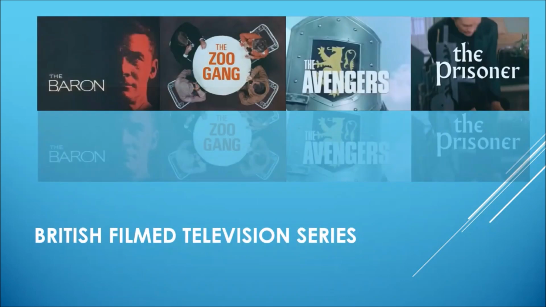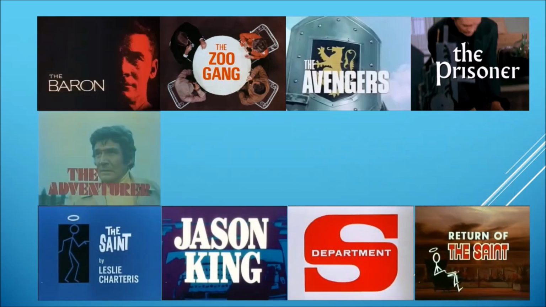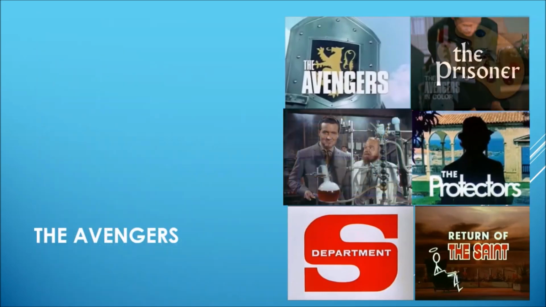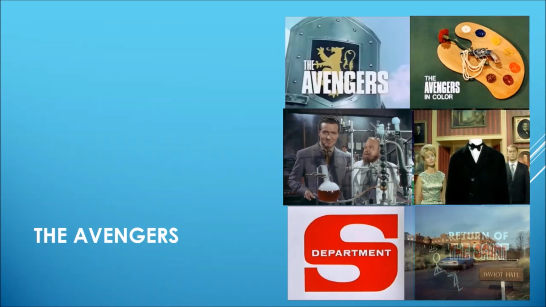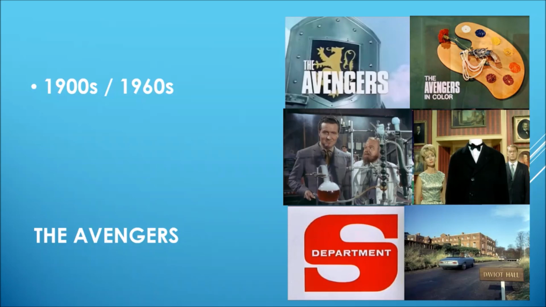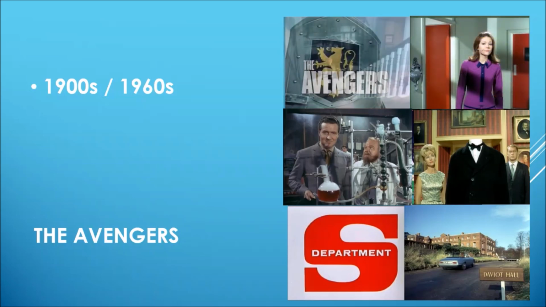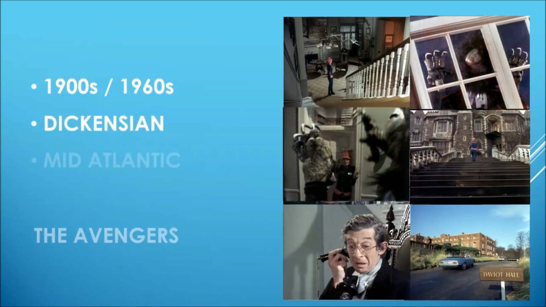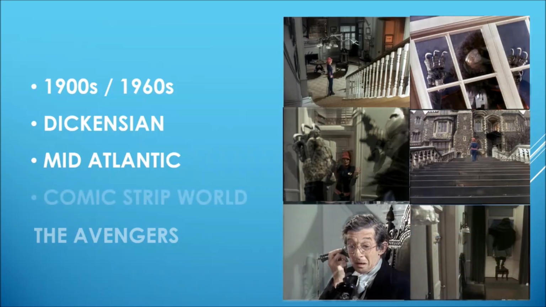During the 1960s and 70s, dozens of these series were produced, featuring stories of extraordinary heroes who would return week after week to battle creations of mad scientists, to expose foreign agents and to outwit criminal masterminds. The best remembered and most extreme example of this genre is The Avengers. Episodes of this series were played out against a fictionalised version of England, set sometime between the Edwardian era and the swinging 60s. A land populated by characters from Dickens and situated firmly in the mid-Atlantic. A comic strip world.